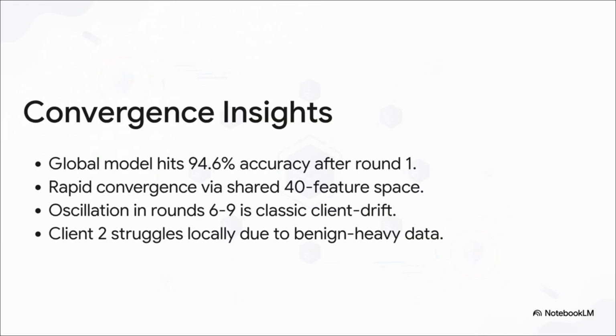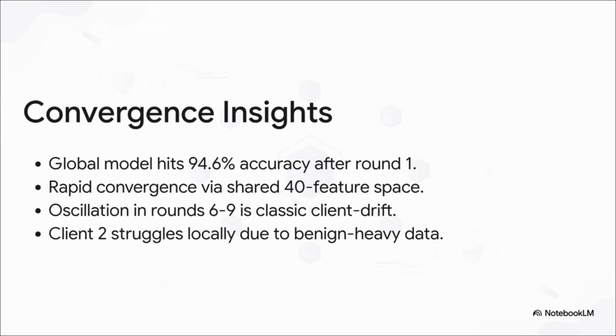First off, the model hits 94.6% accuracy after just one single aggregation round. That kind of speed is possible because the researcher harmonized all those diverse data sets into a shared 40-feature space beforehand. But it wasn't perfectly smooth sailing. Notice that little loss spike right around round 9? That is actually a very well-known instability of the FedAvg algorithm when it's dealing with non-IID data. It's called client drift, but it recovers beautifully by round 10.